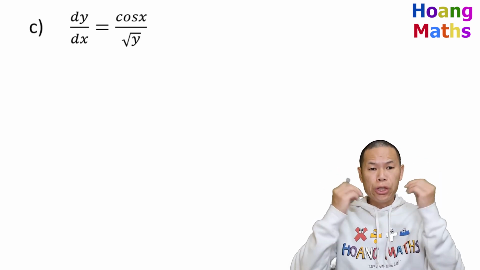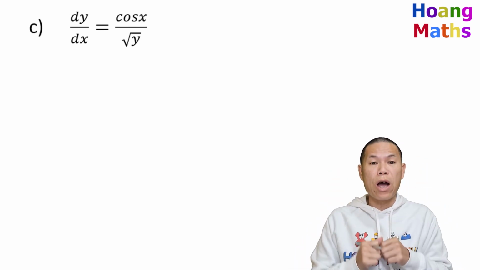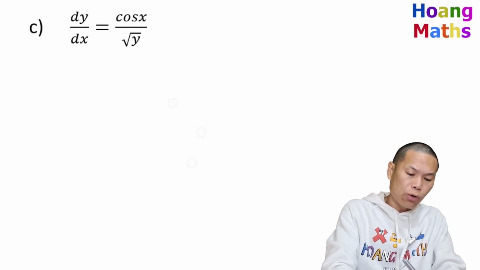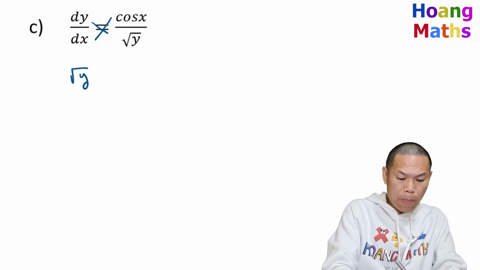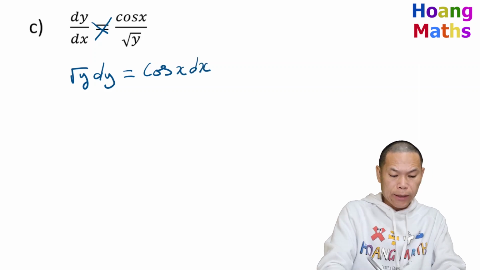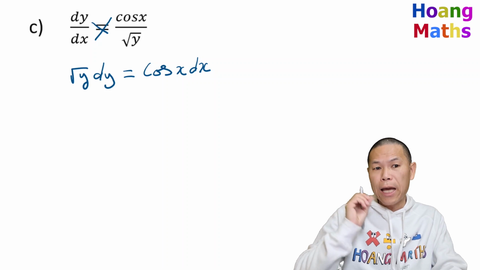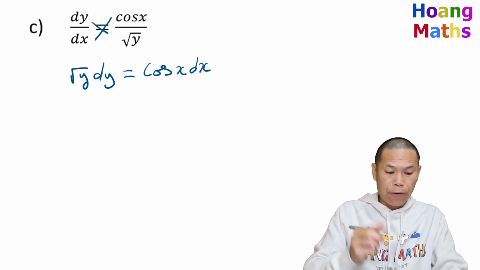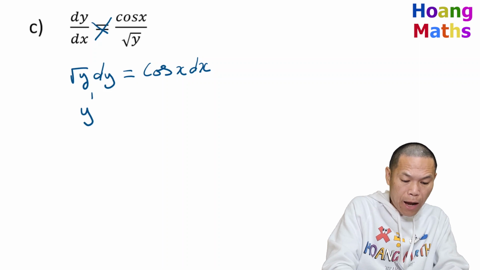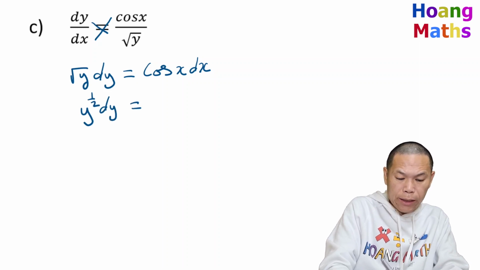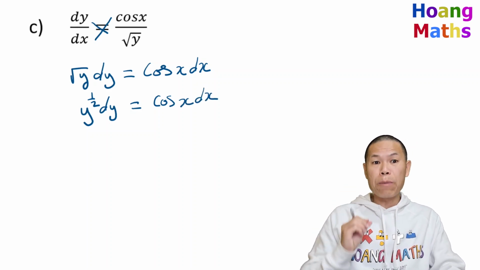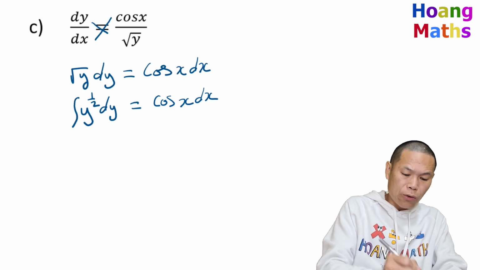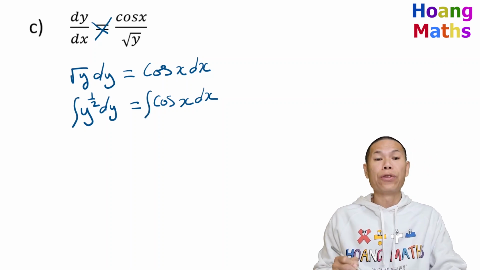Part C. We just need to separate x with dx and y with dy. So in this case, I just do cross multiply. So this becomes square root of y dy is cos of x dx. Square root of y is exactly the same as y to the power of a half. So that becomes y to the power half dy is cos of x dx. Now I integrate both sides. I integrate on the left hand side, and I do the same thing on the right hand side.